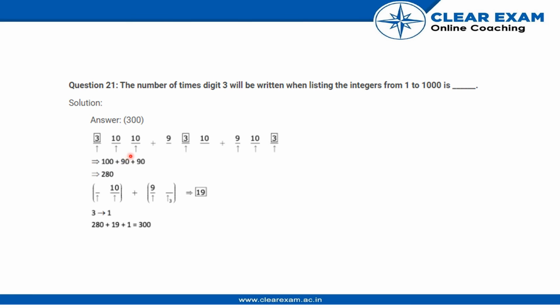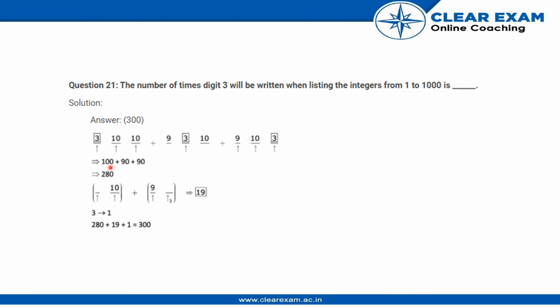Now similarly moving on to the units place we have 113, 123, 133, like this up to 9 times from 100 to 200. So from 100 to 1000 we have 10 times 9, that is 90 times. So 100 plus 90 plus 90 which is equal to 280 times 3 for 3 digit numbers.